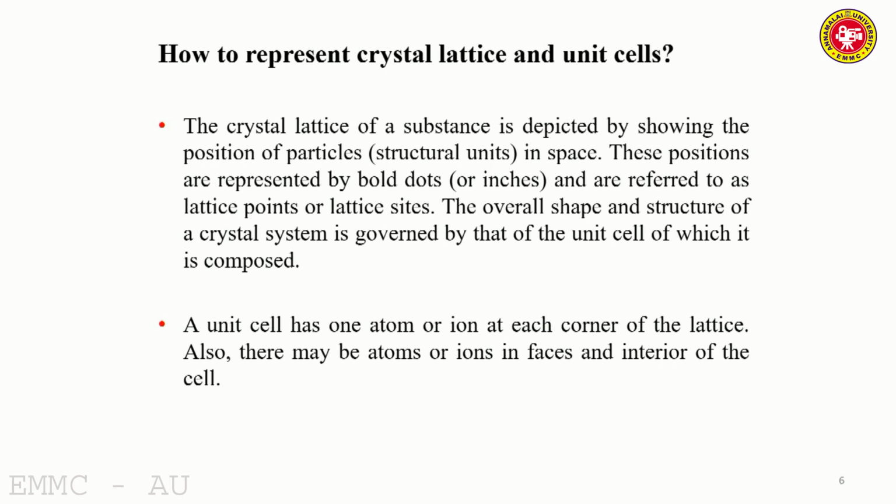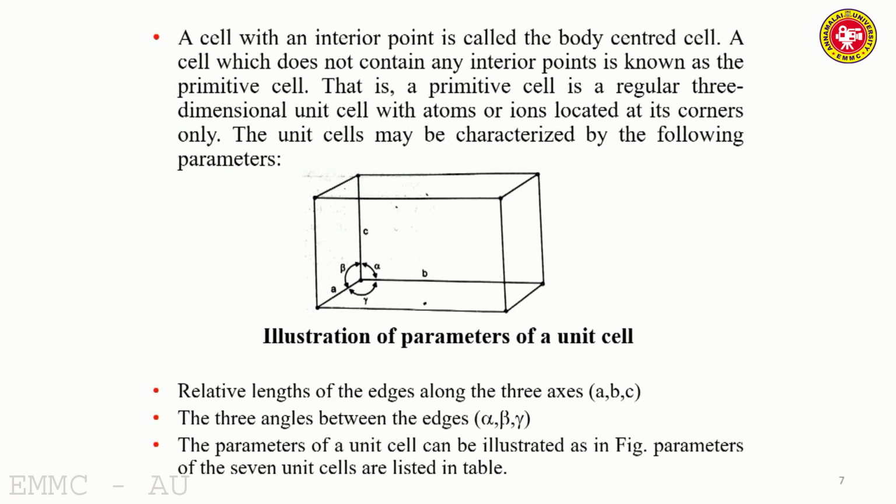The overall shape and structure of a crystal system is governed by that of the unit cell of which it is composed. A unit cell has one atom or ion at each corner of the lattice. Also, there may be atoms or ions on faces and in the interior of the cell. A cell with an interior point is called a body-centered cell. A cell which does not contain any interior points is known as a primitive cell. That is, a primitive cell is a regular three-dimensional unit cell with atoms or ions located at its corners only.